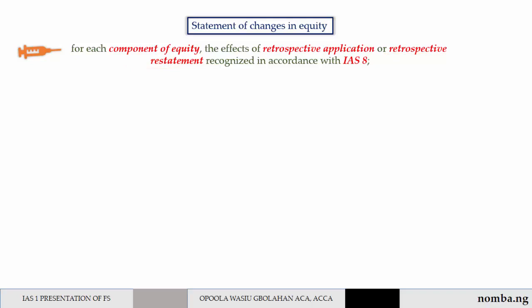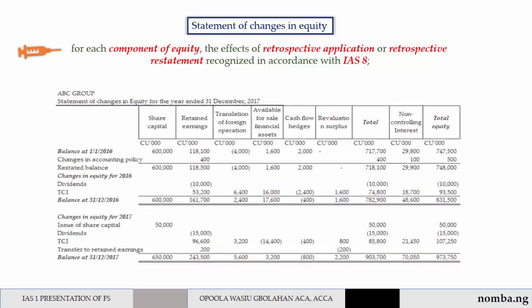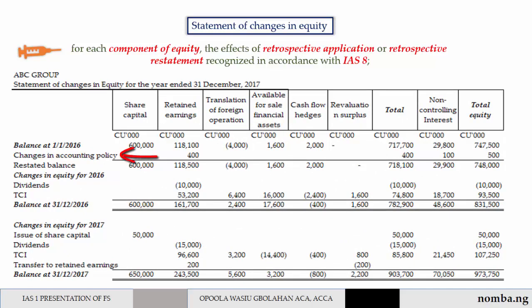Retrospective adjustments and retrospective restatement are not changes in equity, but they are adjustments to the opening balance of retained earnings. This is why this adjustment for changes in accounting policy is made at the beginning of 2016 and presented under retained earnings. You will learn more about this when we treat IAS 8 on accounting policy.